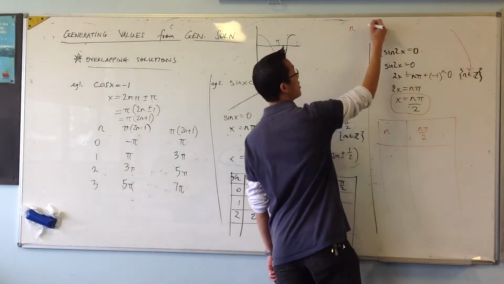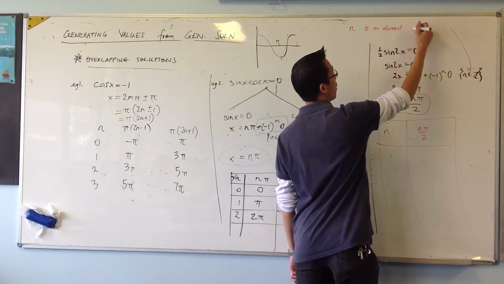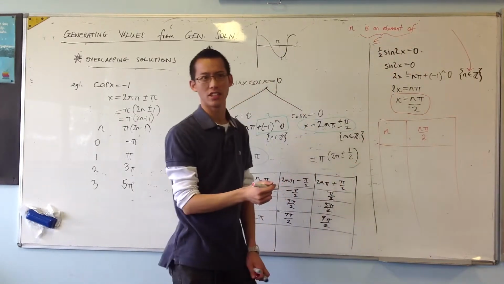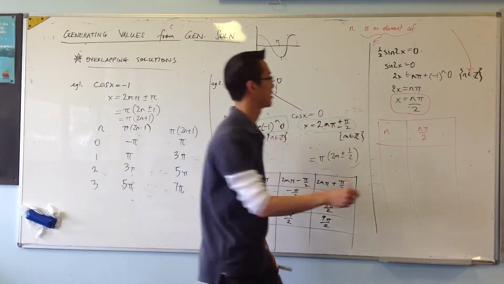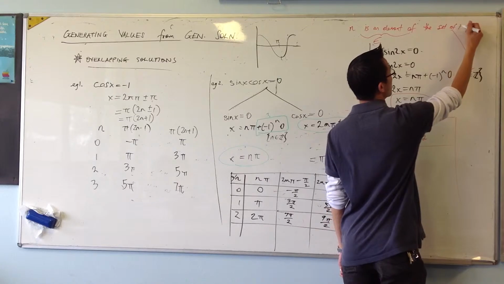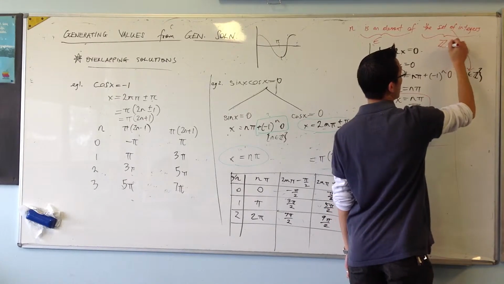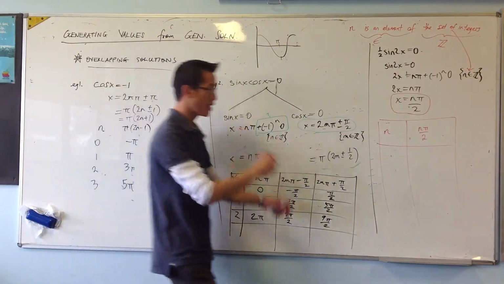That means n is an element of. That's the weirdo. I think it's actually a capital epsilon. I think. Double check that with your Greek letters. Anyway, the set of integers. That's the funny looking Z. Okay. All right. Now let's test out these values.